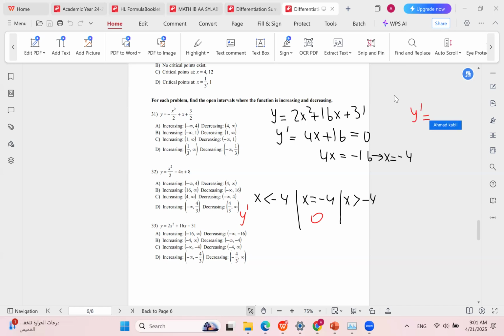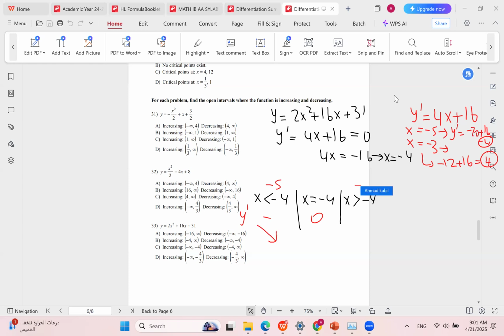So let's write down y dash. Y dash is 4x plus 16. Let's try x equals -5 and x equals -3. So here y dash becomes -20 plus 16. So this is -4. And here we get 4 times -3, so -12 plus 16 gives us +4. So therefore, at -5, we have a negative slope. This means that the function is decreasing. At -3, which is greater than -4, we have a positive slope, and the function is increasing.